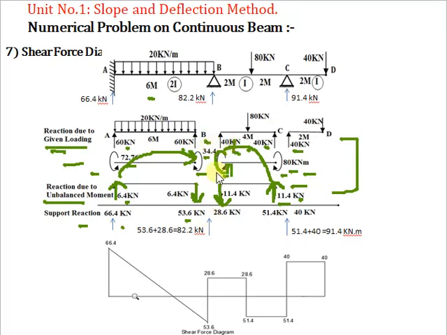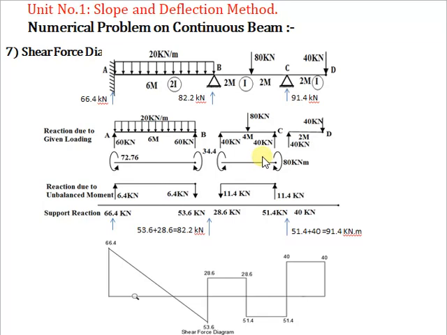40 kilonewton minus 11.4 becomes 28.6 kilonewton, and 40 kilonewton plus 11.4 kilonewton becomes 51.4 kilonewton. And for the cantilever there is a reaction of 40 kilonewton. So by adding these two we will get the reaction at B, and by adding these two values we will get the reaction at C, and that is 91.4 kilonewton, and for B 82.2 kilonewton, and the reaction at A is 66.4 kilonewton.